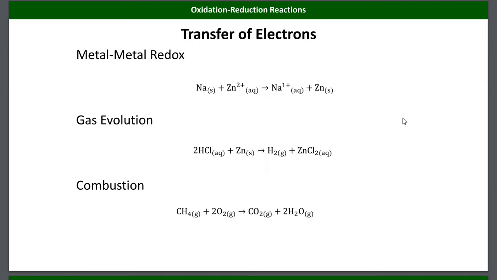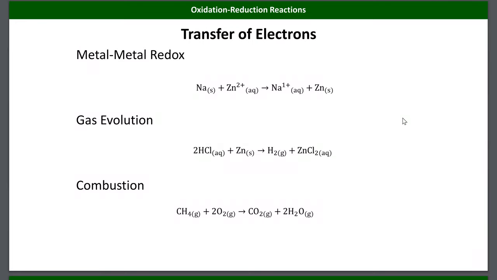So with these redox reactions, it's a little bit like identifying what's the acid and what's the base, except we're looking at what gained electrons and what lost electrons. And as soon as you can recognize what gained electrons and what lost electrons, it has to be a redox reaction. As soon as any one atom changes charge, it has to be a redox reaction.